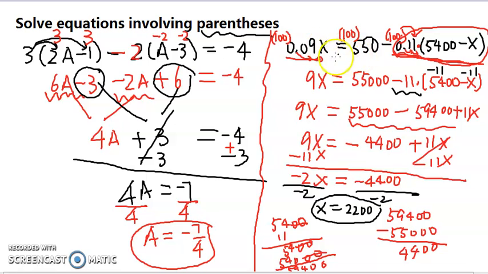So for the decimal equations, you can choose to keep all the decimals. Or you can choose to get rid of them by multiplying multiples of 10.